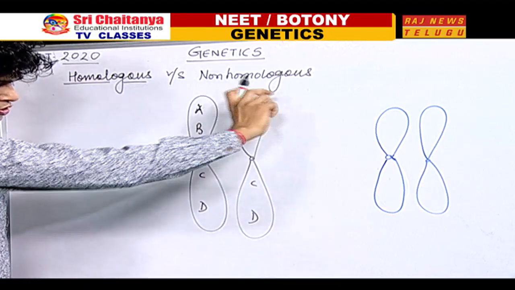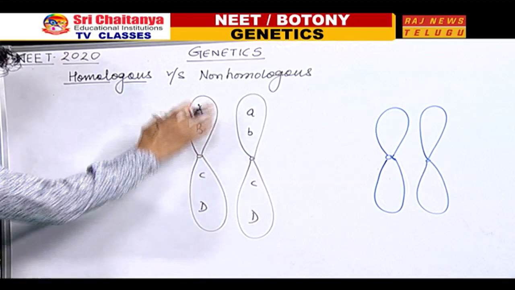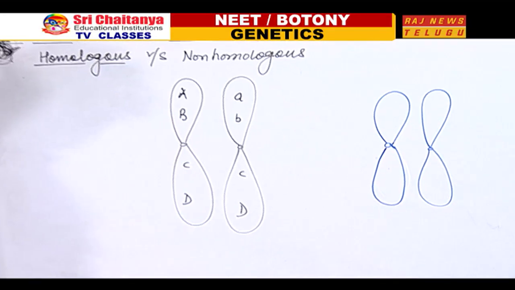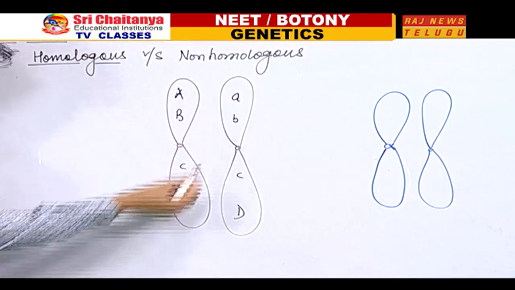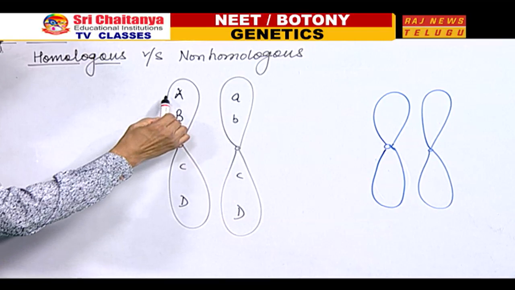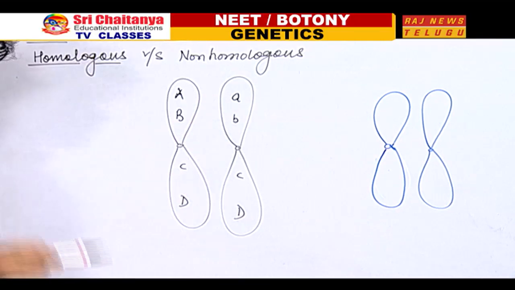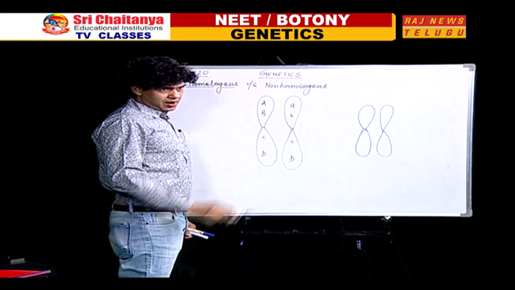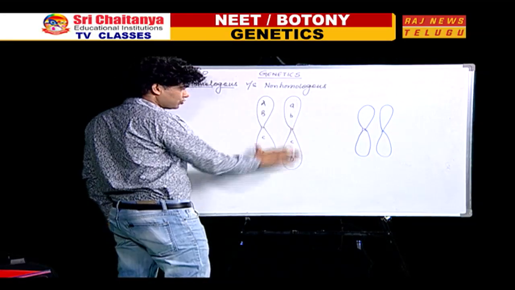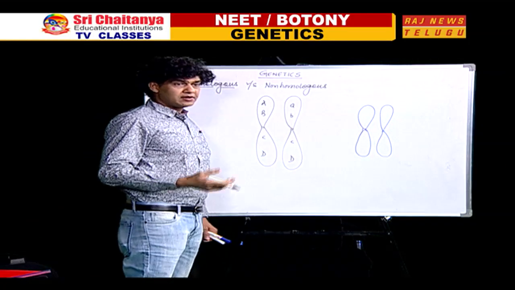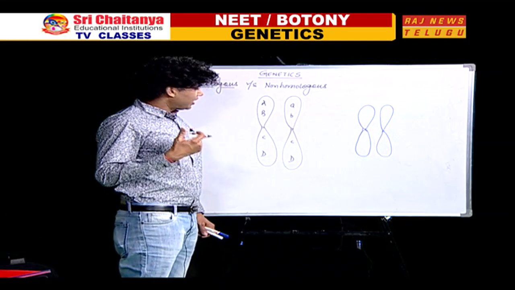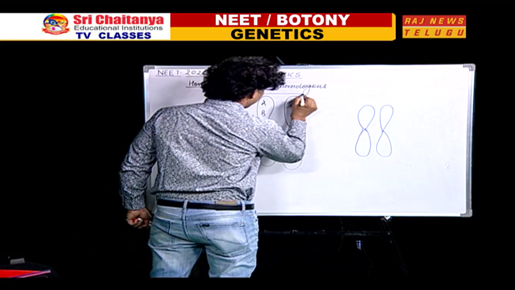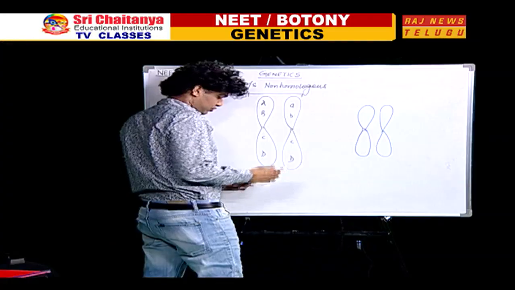The locus, the position of the gene, is also the same, meaning same size, same shape and same locus of the genes. Genes may be the same, as capital D, or may be different, as capital A and small a. So the gene is not the parameter; locus, size and shape are the parameters. Those chromosomes that are similar in size, shape and locus of the gene are known as homologous chromosomes. This pair of chromosomes is a homologous pair.